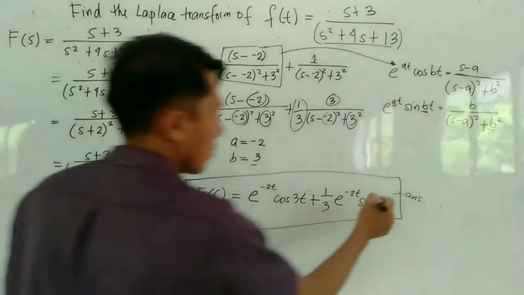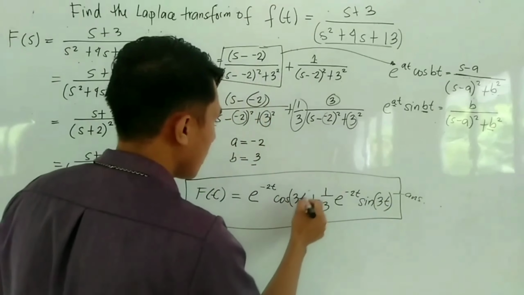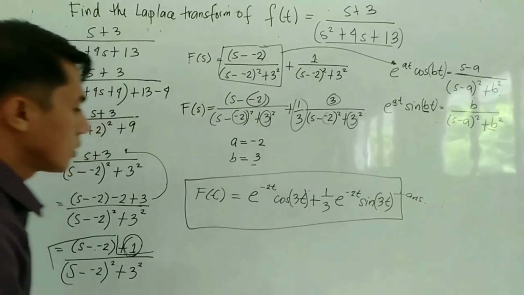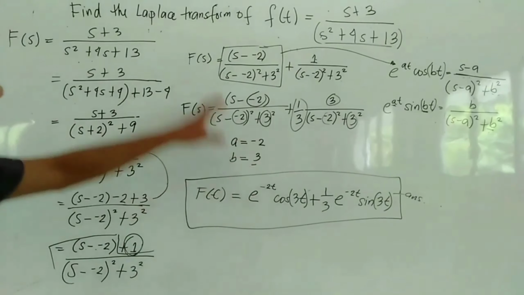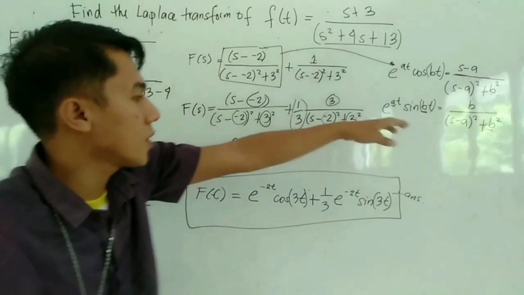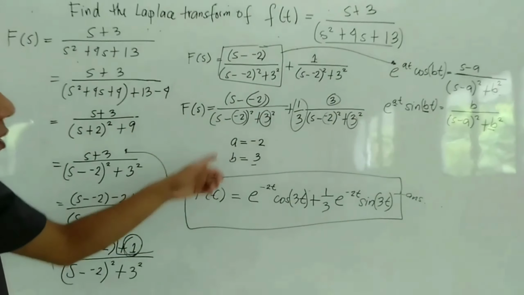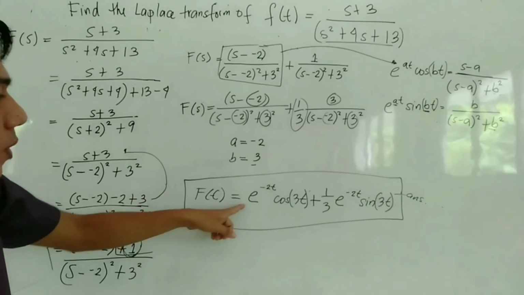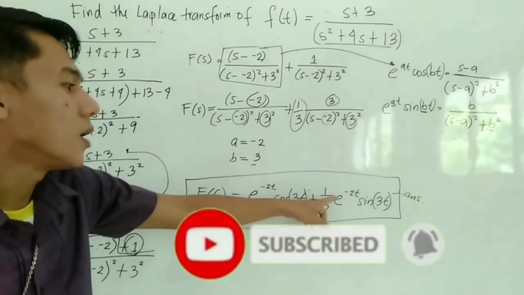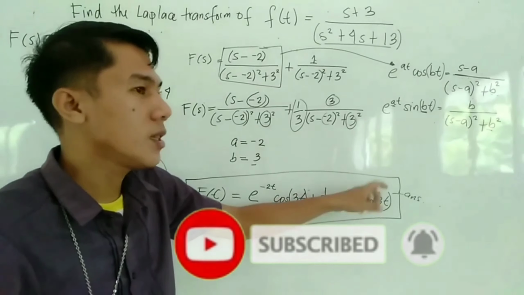This is now our final answer. We can put an open parenthesis there. So this is our final answer. The Laplace transform f of t, s plus 3 over s squared plus 4s plus 13, is equal to f of t equals e to the negative 2t cosine 3t plus 1/3 e to the negative 2t sine 3t.